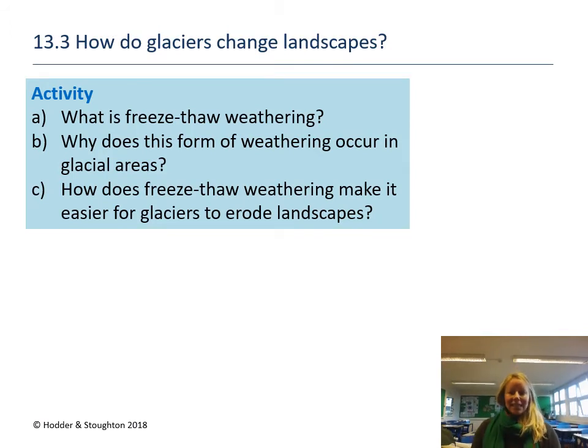Okay, so next activity, Year 9s. What I would like you to do is answer these 3 questions. Your first question is, what is freeze-thaw weathering? Second question is, why does this form of weathering occur in glacial areas? And then last question, how does freeze-thaw weathering make it easier for glaciers to erode landscapes?